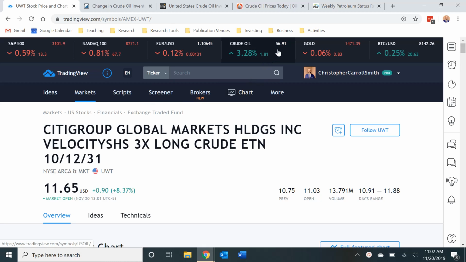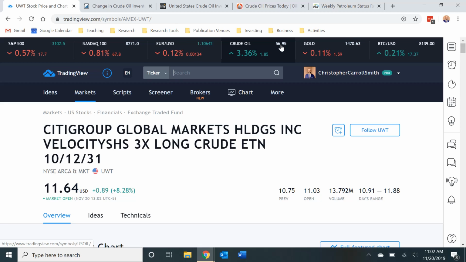So there are two oil indexes. One is the WTI crude oil index, and the other is the Brent crude oil index. WTI tracks US crude oil prices, and Brent tracks global crude oil prices. So if you come to tradingview.com and you look up here at the top, they've got the WTI price right up here at the top. It's $56.92 a share per barrel, I should say.